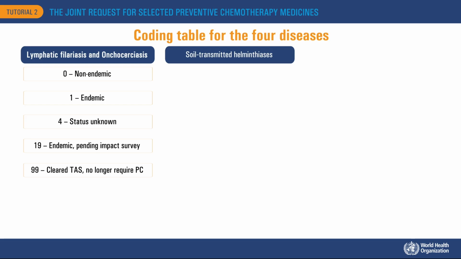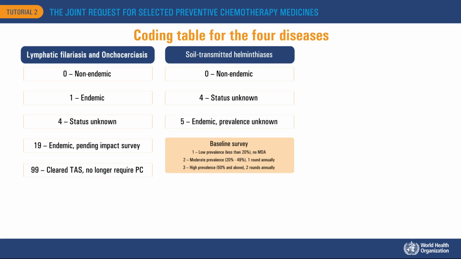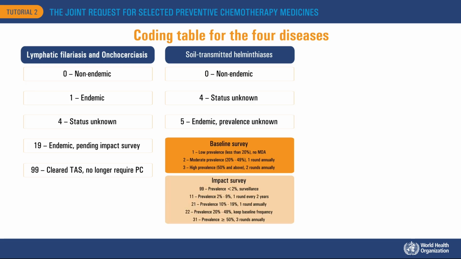Soil-transmitted helminthiasis. 0. Non-endemic. 4. Status unknown. 5. Endemic prevalence unknown, baseline survey. 1. Low prevalence, less than 20%, no MDA. 2. Moderate prevalence, 20% to 49%, 1 round annually. 3. High prevalence, 50% and above, 2 rounds annually. Impact survey. 99. Prevalence less than 2%, surveillance.